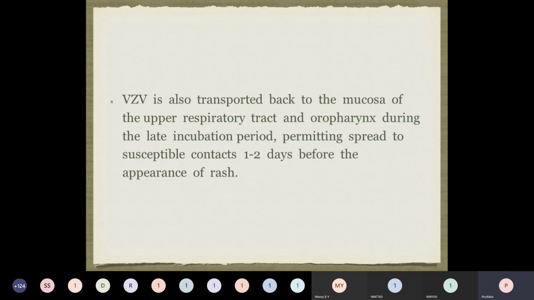It is mainly transported back to the mucosa of the upper respiratory tract and oropharynx during the late incubation period, permitting the spread to susceptible contacts 1 to 2 days before the appearance of rash.